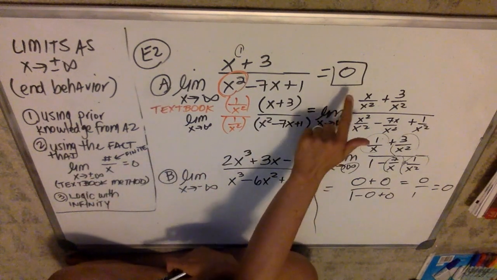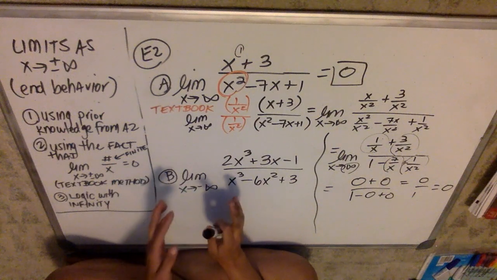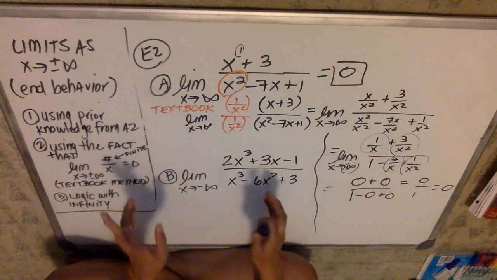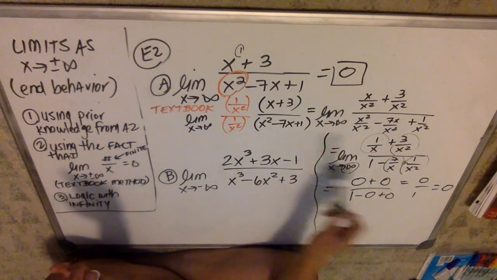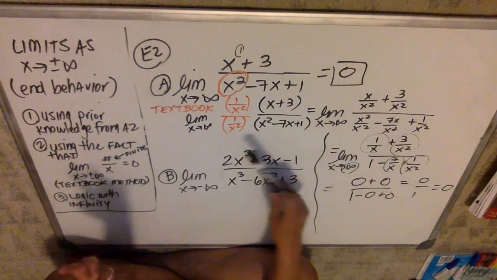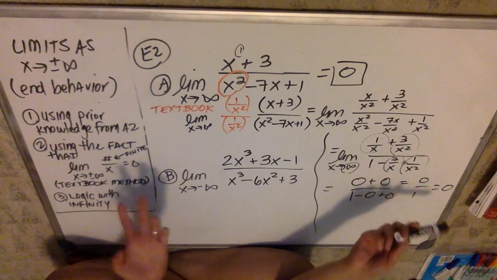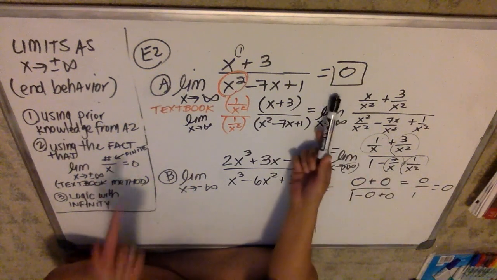Notice I got 0 intuitively with a little bit of Algebra 2 prior knowledge. Boom, I'm done in under probably 10 seconds. The way to do it with the textbook is going to require a lot more math, a lot more work. Notice I get to the same spot, and I'm not really getting any more credit for this answer than I was getting for this answer.